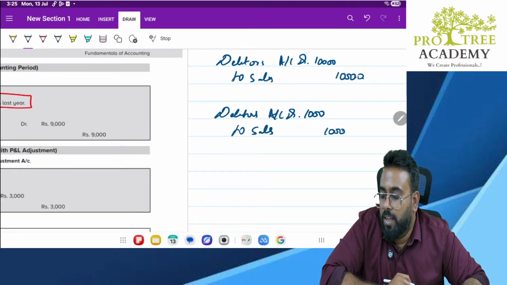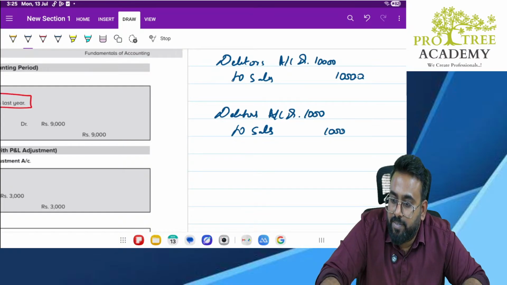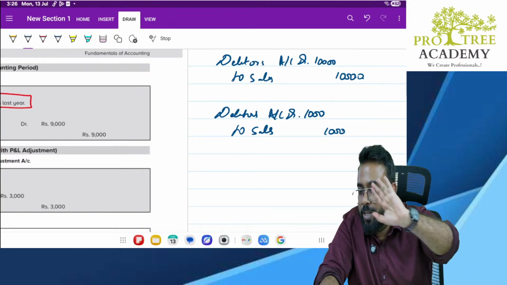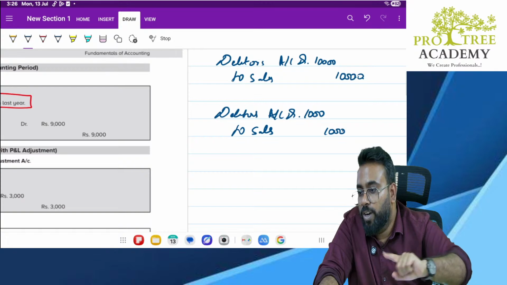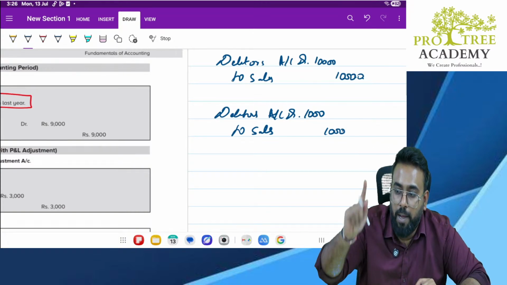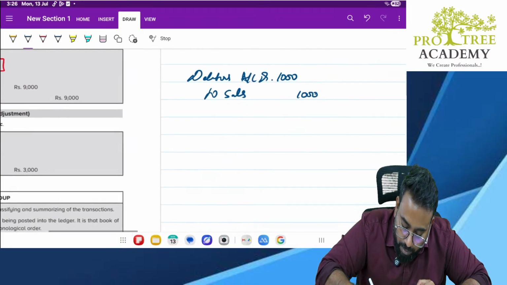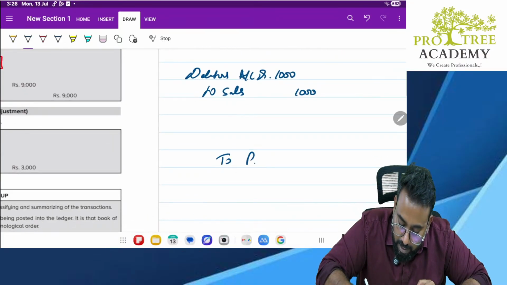Correct? So now, is your P&L not getting impacted? Your P&L is getting impacted by how much? 9,000 rupees. Because 10,000 should be going to P&L, but how much is going? Only 1,000. So the shortage is by how much? 9,000. So it should go to P&L in the current year. So it will go to P&L adjustment.